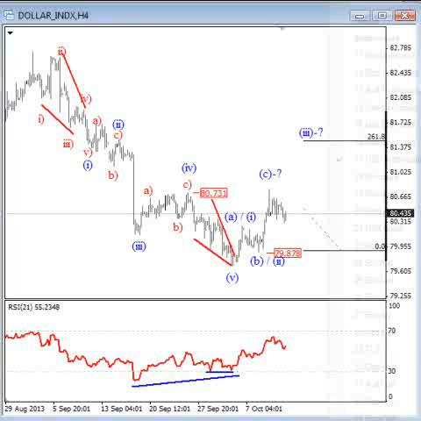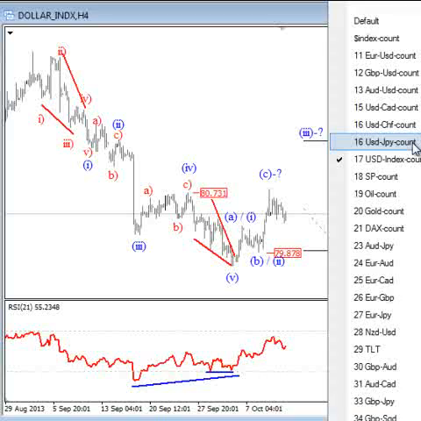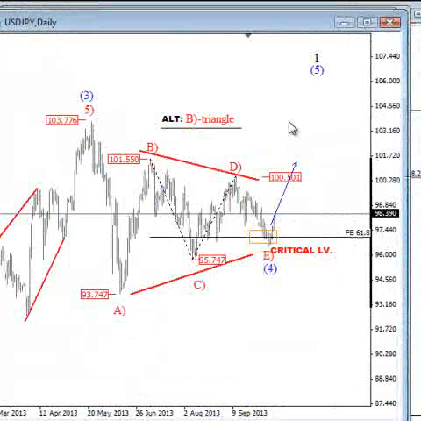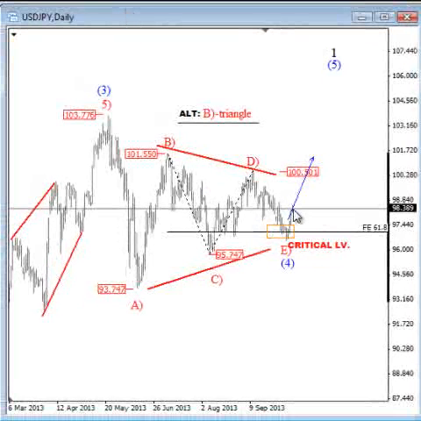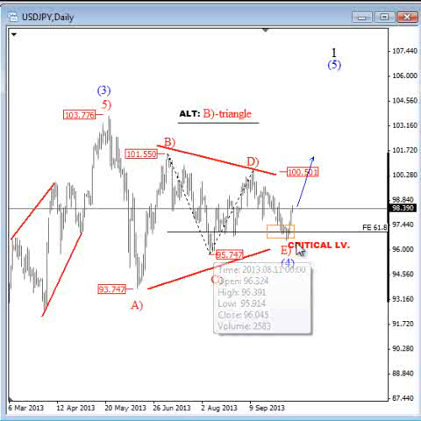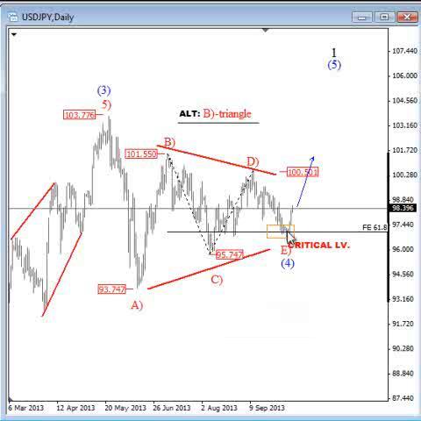And now let's take a look at dollar yen. Here is the daily chart. As you know, we were tracking this triangle for a while. We mentioned in our latest video that this pullback, this wave E, should find support around the 61.8% retracement area compared to the wave C leg. This was definitely the case.